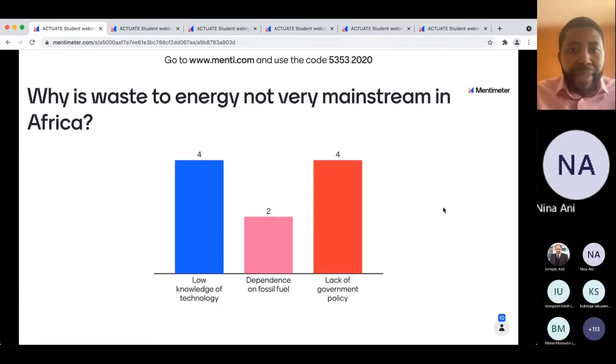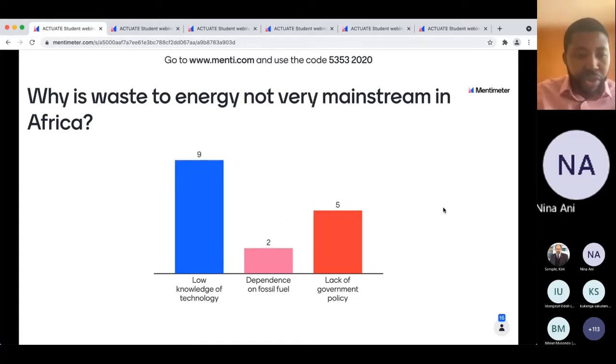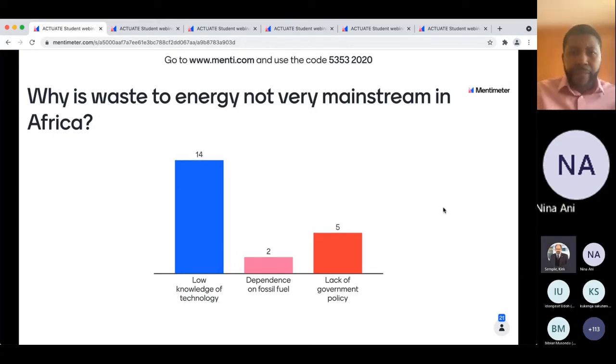Keck, I'd like you to think about this and come for a response. Nina, if you're also on the call, you tell me what you see from these questions. So it's looking like the option of low knowledge of technology is becoming a big case, which I found very interesting, because I think Keck would agree with me. This is not new technology, is it? Keck, what do you think? Yeah, I'm surprised by that as well.